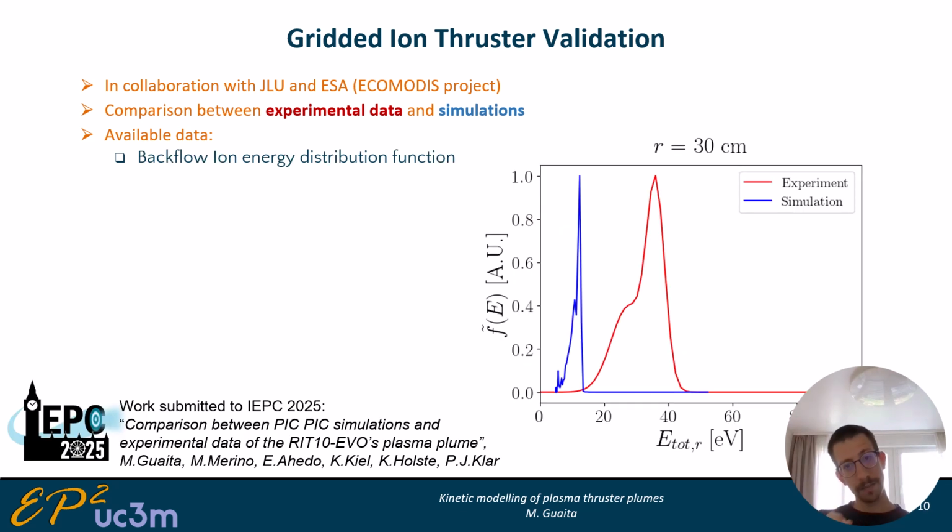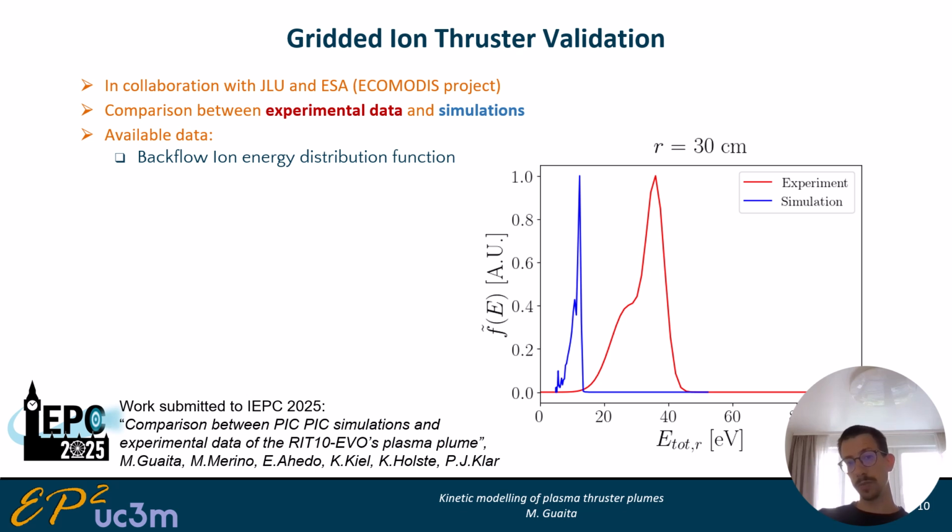And finally, we have the ion energy distribution function, which is backflowing to the thruster itself or to the spacecraft hosting it. And here you see that it may appear like the matching between experiments and simulations is not that good, but we're actually quite happy with this. Here, the shape of the energy distribution function is more or less predicted by the simulations.